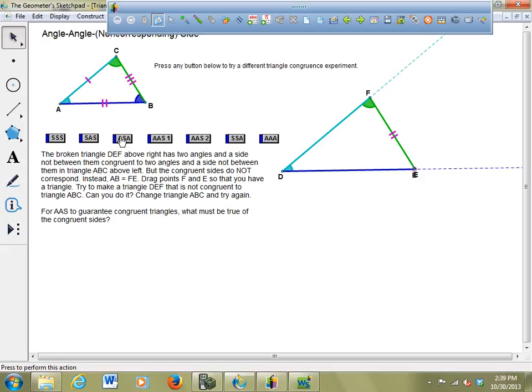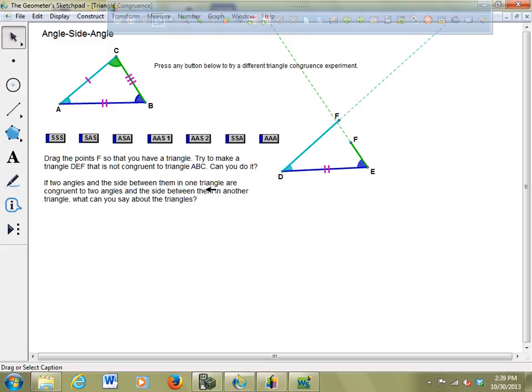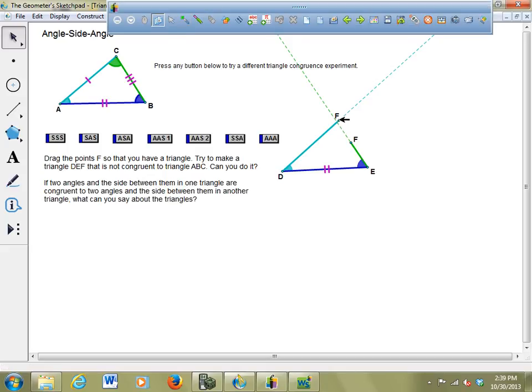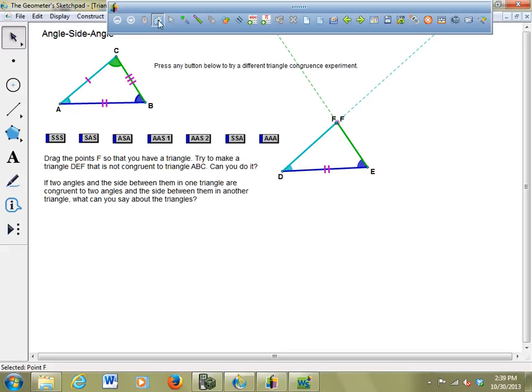So let's look at angle, side, angle, which means that two angles and a side between them in one triangle are congruent to two angles and a side between them in another. So notice this angle goes with this angle, this side goes with this side, and this angle goes with this angle. Can I make more than one triangle given those parts? No, just one. So angle, side, angle works. So this is a picture of angle, side, angle, and so they are congruent.